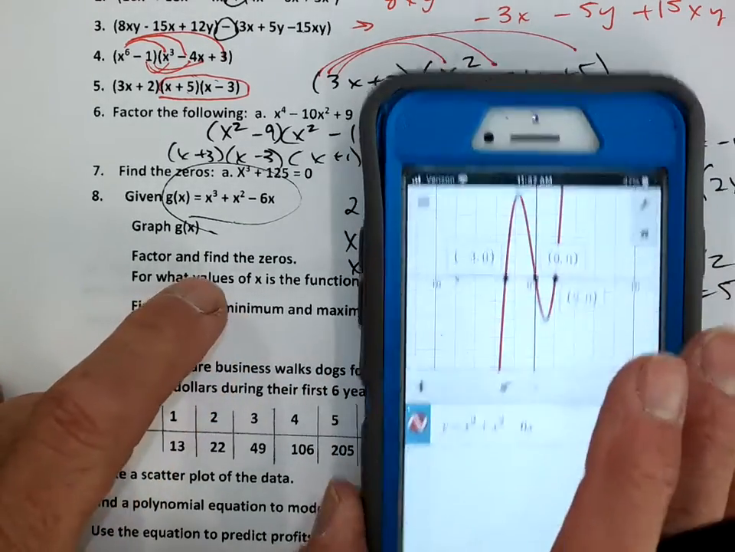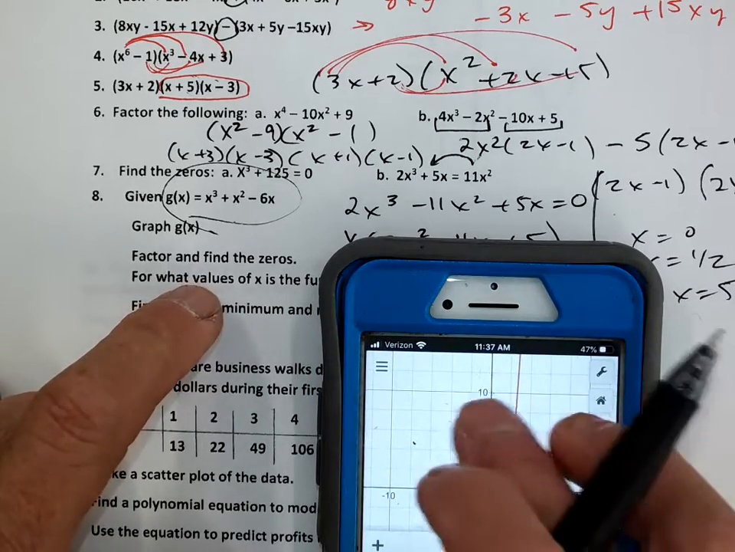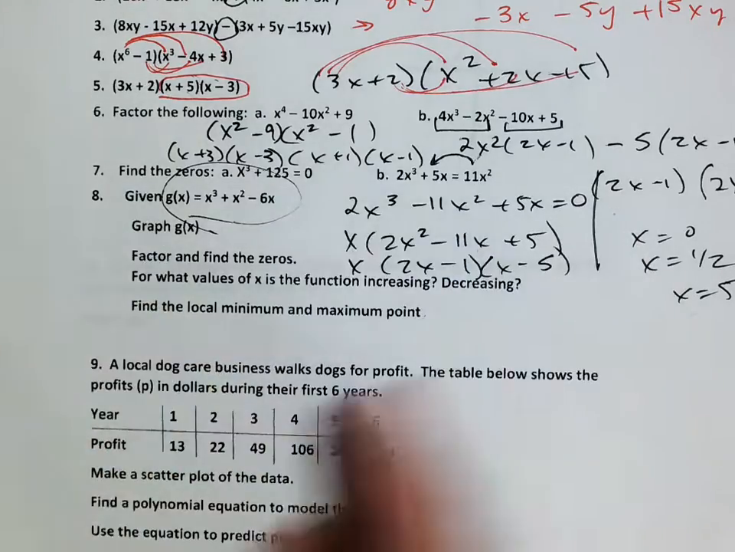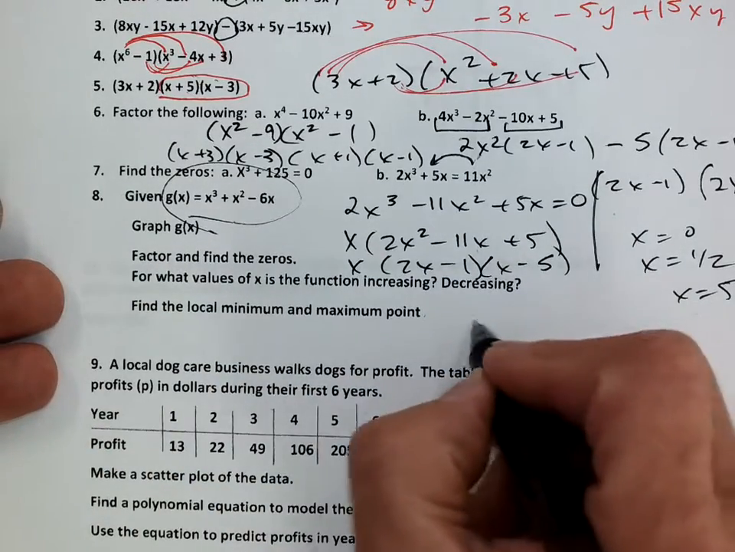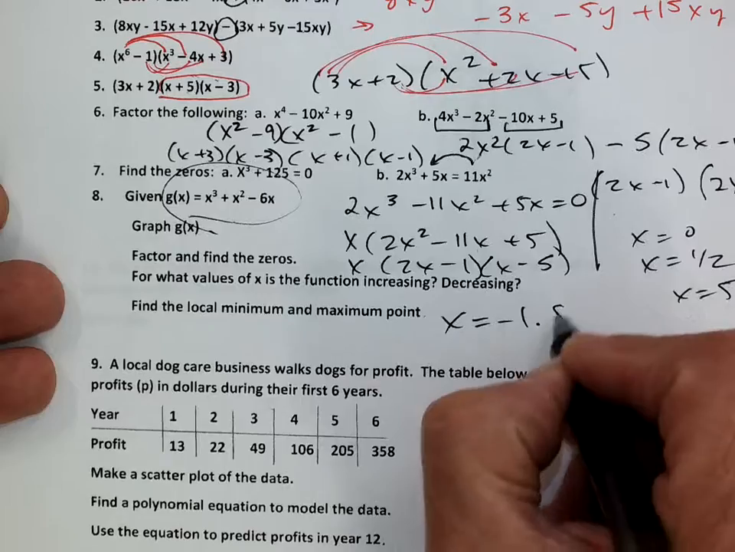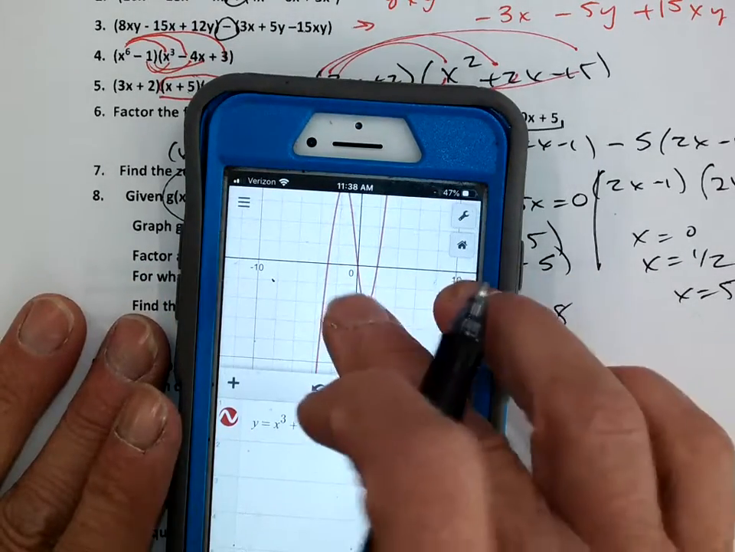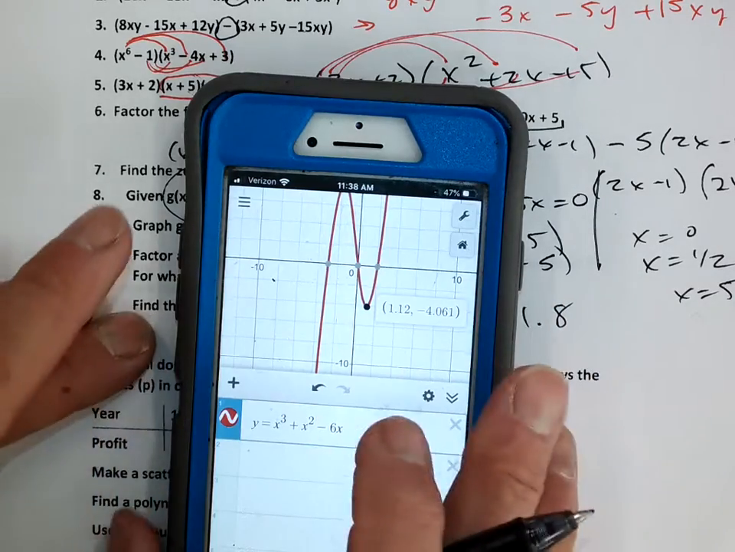So where is it increasing, decreasing? Well, you need to know the max. The maximum is at, you only need the x values, negative 1.8. So increasing, decreasing. I've got x equals negative 1.8. Okay. I need this x value. Tap, tap. I got x equals 1.1.